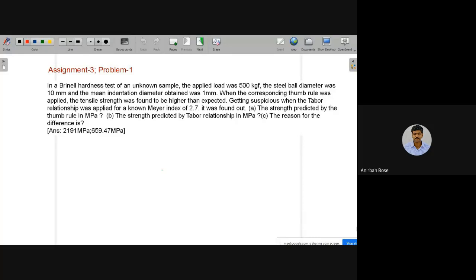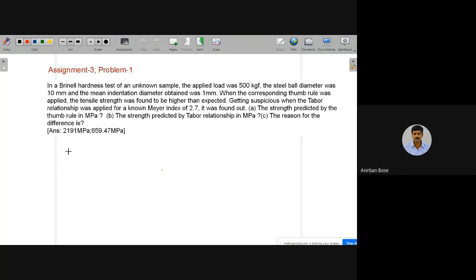So today we will be discussing some problems related to mechanical property measurement. This first problem, as you can see, is on the hardness test, specifically the Brinell hardness test. So first of all, let us write what the given quantities are.